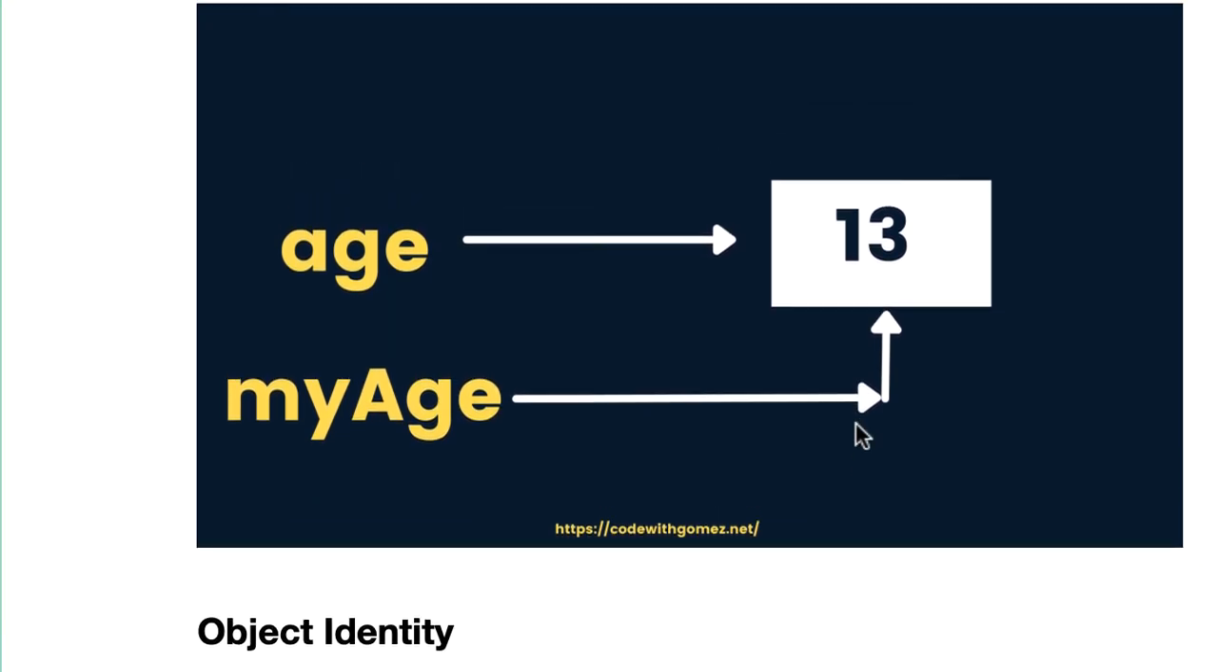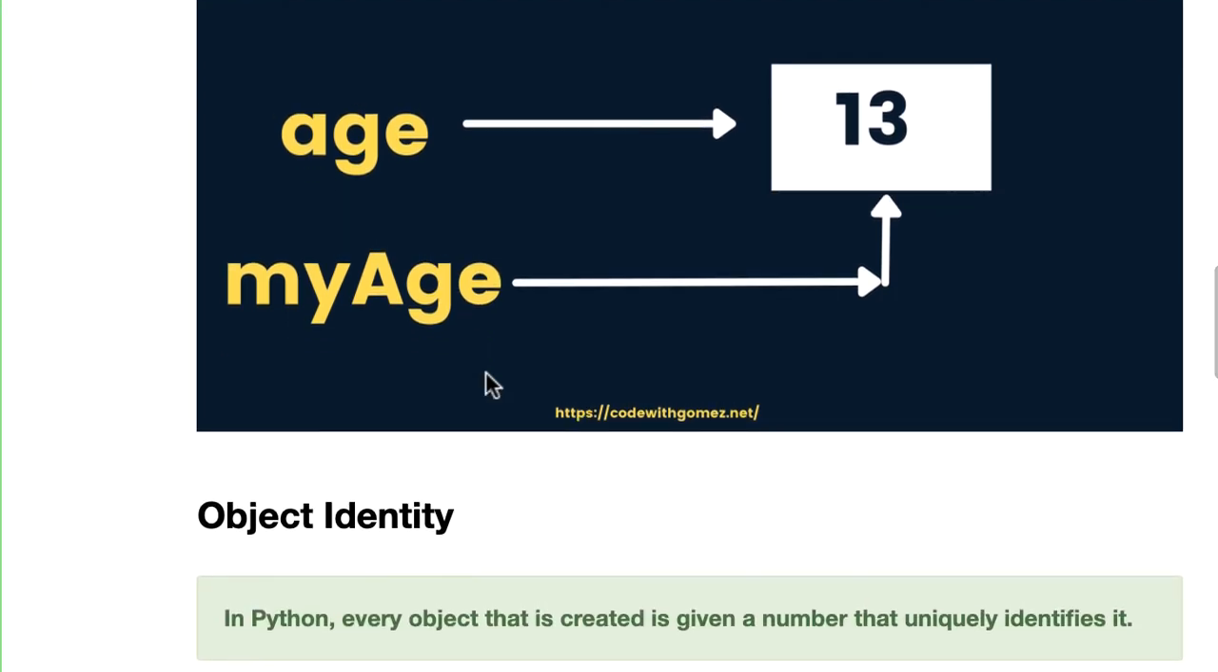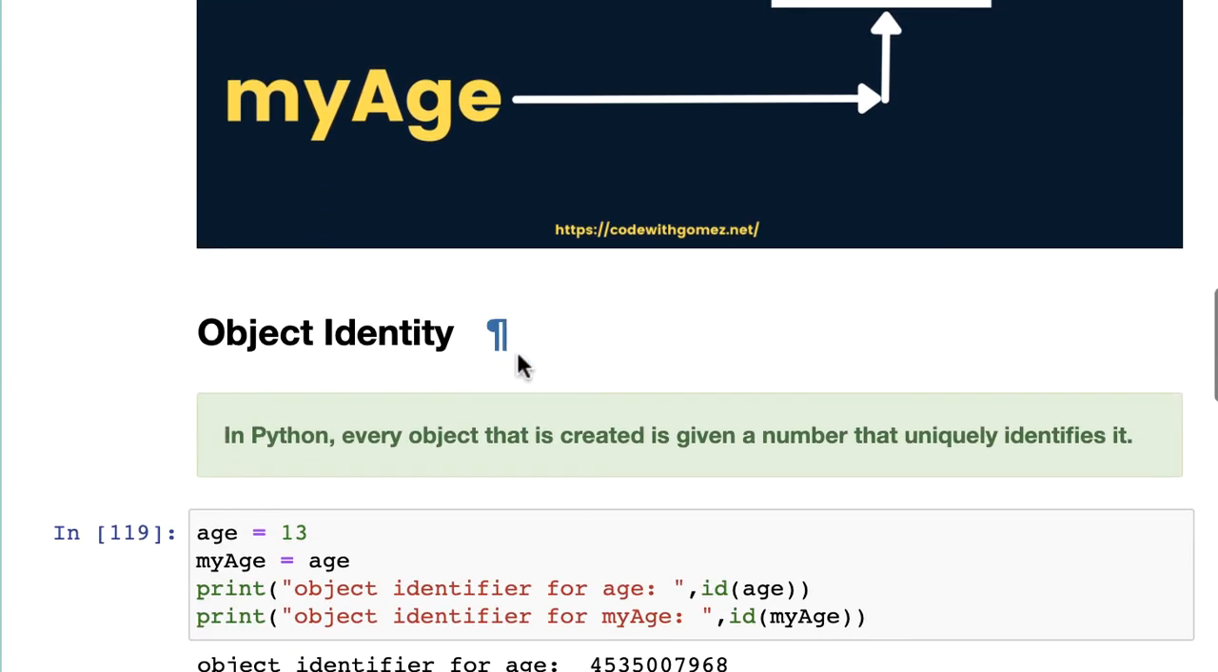But how do we know that what we are saying is true? How can we prove it? In Python, there's a concept called object identity. And what object identity guarantees us is that for every object that has been created in memory, it will assign a unique identifier to it. So in this case, we have 2 variables, age and my age. If they are pointing to the same object, then their object identifier has to be the same. So let's see if these two have the same object identifier.